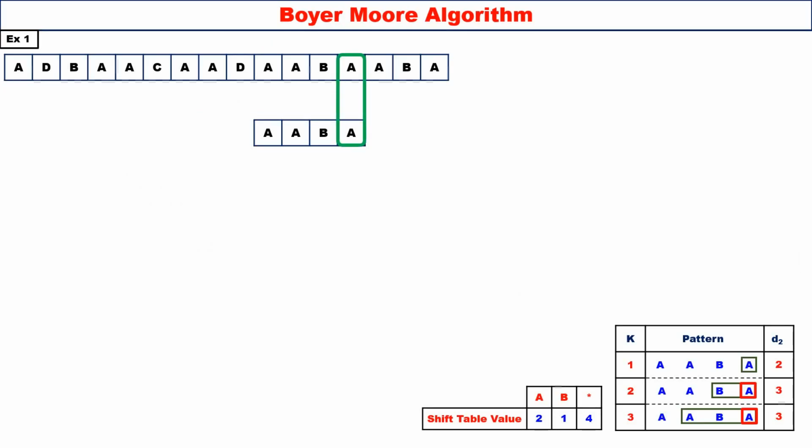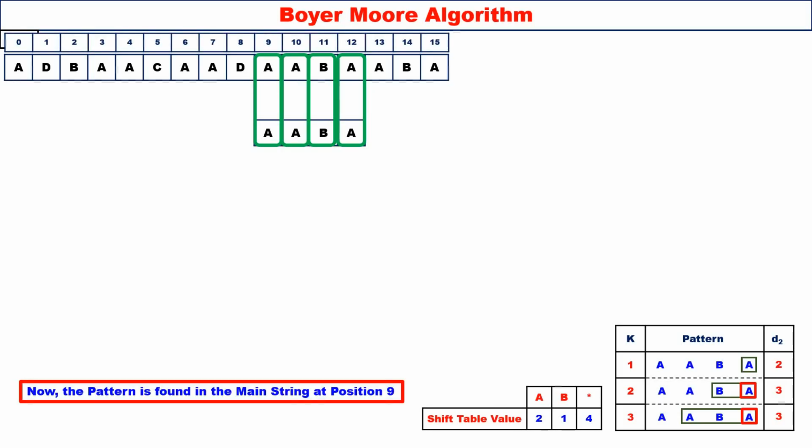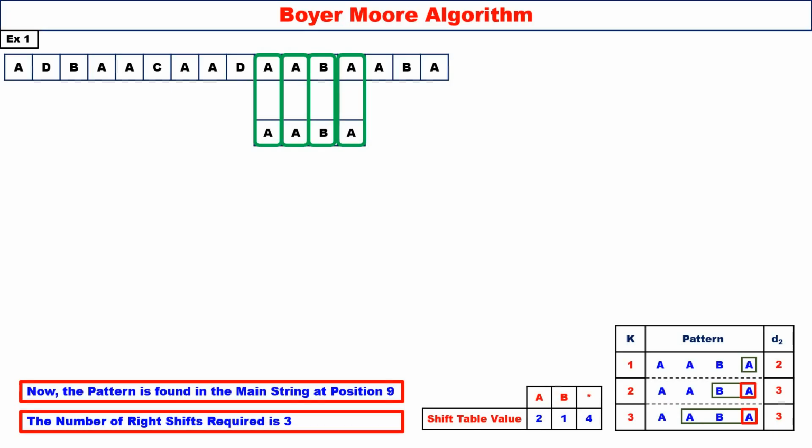Yes. Now let us match. A and A is matching. B and B matching. A and A matching. And yes, we have got the pattern. At what position? At position 9. Now the pattern is found in the main string at position 9. How many shifts happen? Number of right shifts required is 3.